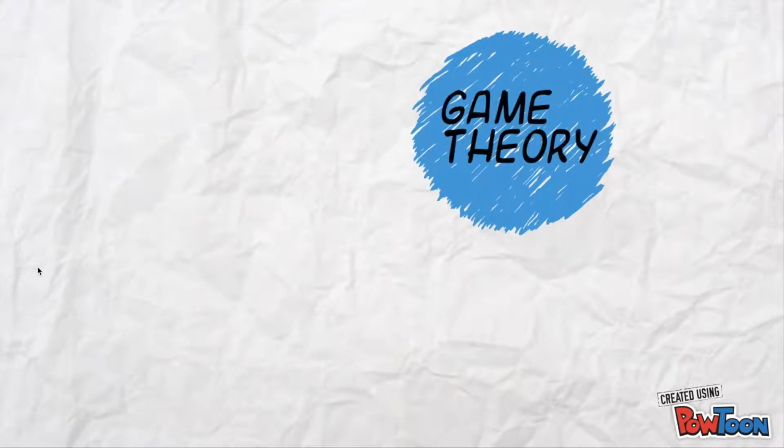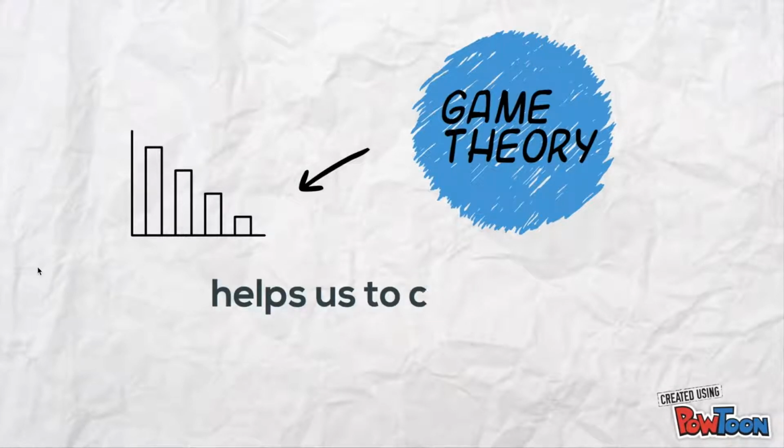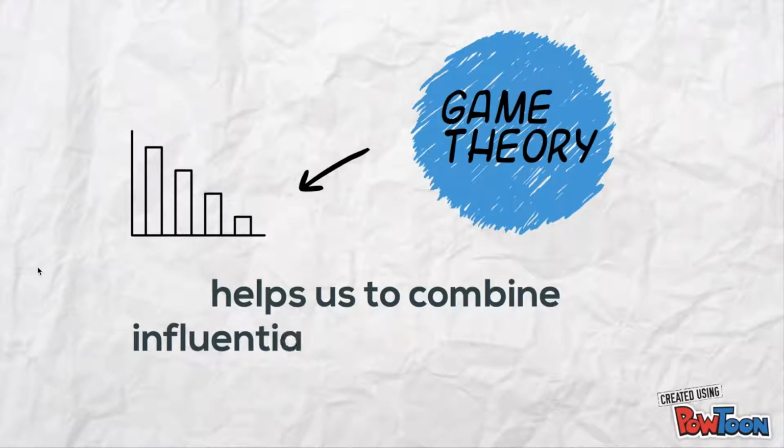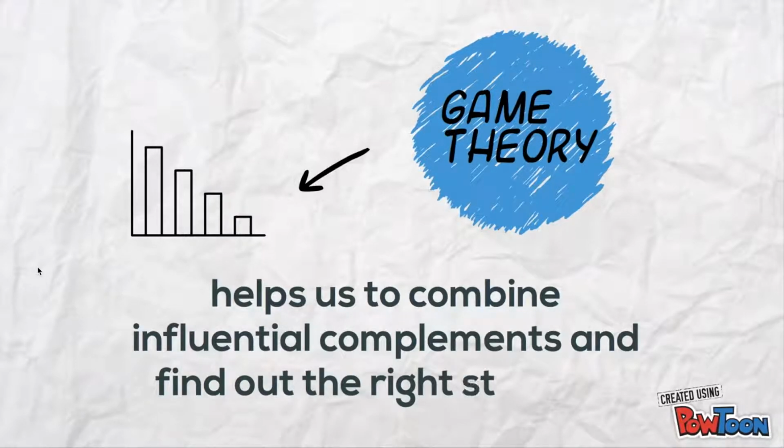Game theory analyzes situations in which people's fortunes are interdependent, and provides a systematic way to decide when one person's fate depends on what other people do. The theory works because of the changing environments of business markets. Game theory helps us to combine influential complements and find out the right strategy.